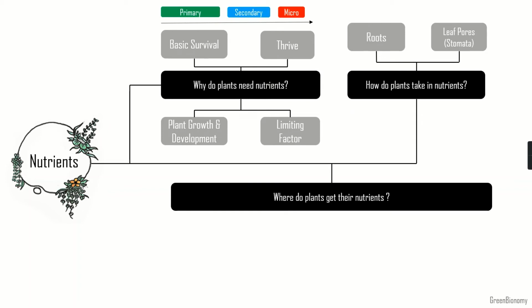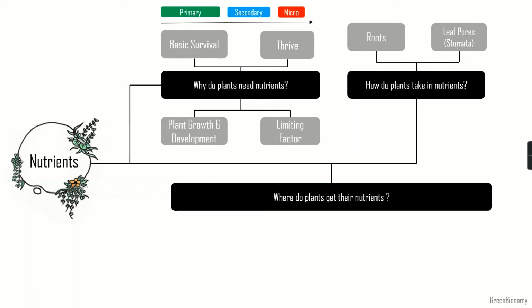Now, where do plants get their nutrients? By now that's something we should be able to easily answer, but it's always useful to frame the information in new ways by using different questions. This will allow the information to sink in more deeply, but also to broaden and deepen your understanding because we're looking at it with a different lens.